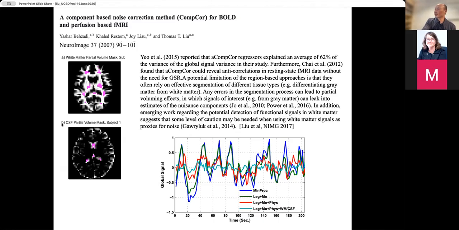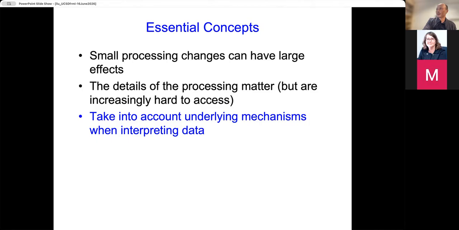So for example, this from a review paper we had basically shows what the global signal looks like if you don't take out any regressors. And then this is what the global signal looks like if you take out the white matter and CSF regressors. So what it means is a lot of the global signal is in the white matter and CSF as well. And so the conclusion we made was, you need some level of caution when using white matter signals as a proxy for noise, because you're probably doing global signal regression. So that's one thing to keep in mind.